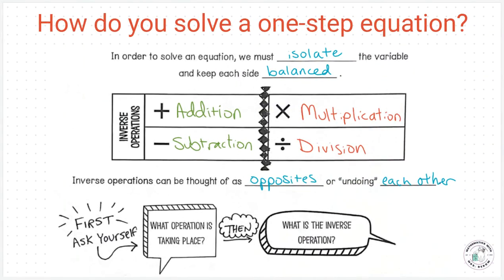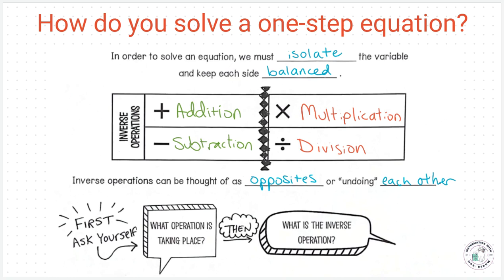So how do we solve a one-step equation? In order to solve an equation, we have to isolate the variable and keep each side balanced. So we need to get the variable alone on one side of the equal sign. And we're going to do inverse operations to help us get to this point of solving the equation. Addition and subtraction go hand in hand, and then multiplication and division go hand in hand. So those are opposites, right?